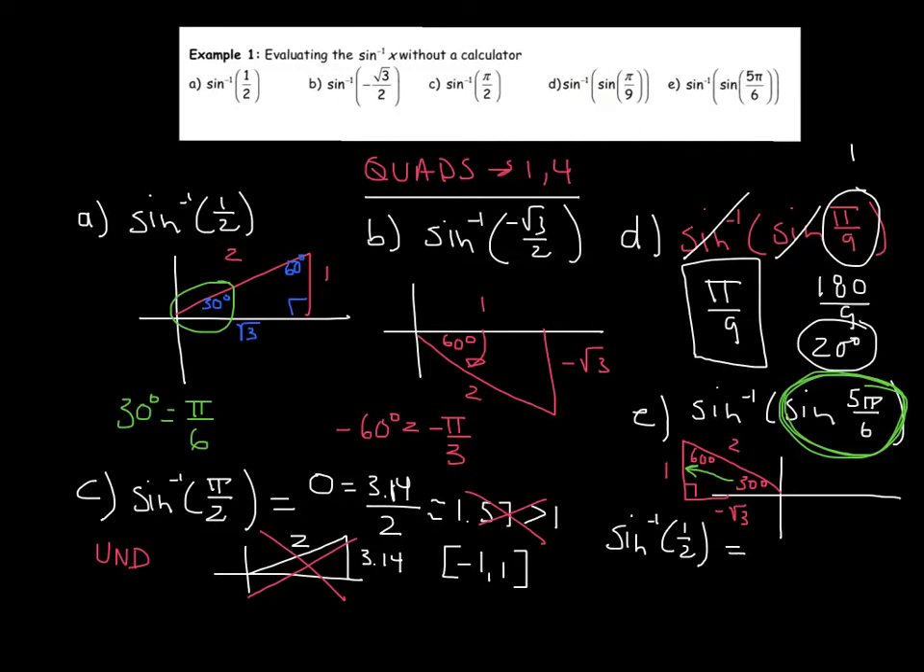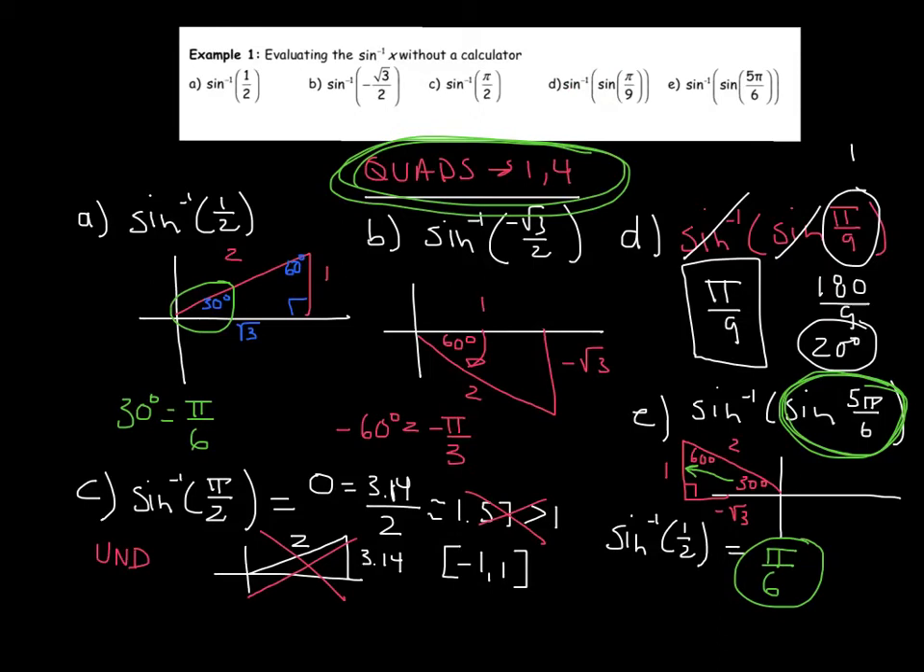This must give me an angle back in quadrants, let me circle it, 1 and 4. So therefore, 5 pi over 6 cannot be the answer because that's in quadrant 2. So the angle that has a sine value of 1/2 in quadrants 1 or 4 is pi over 6. And that is the answer.